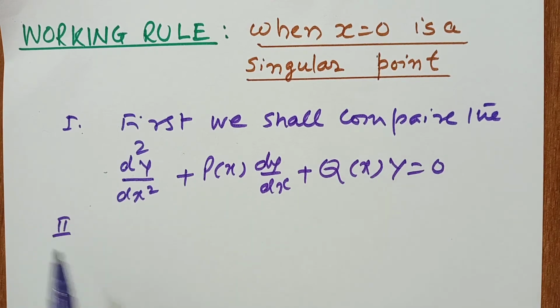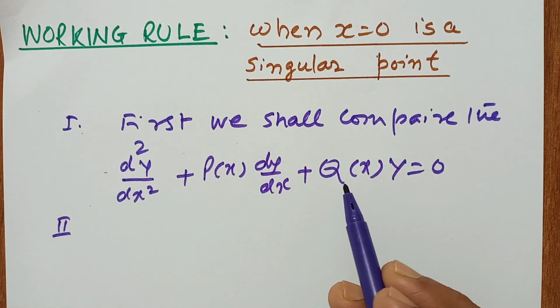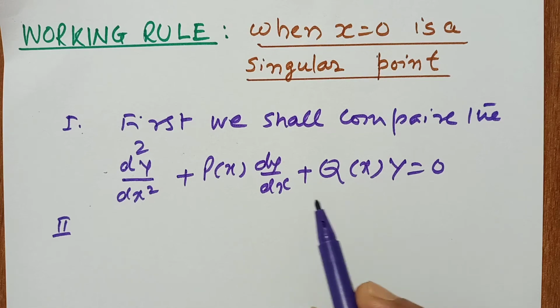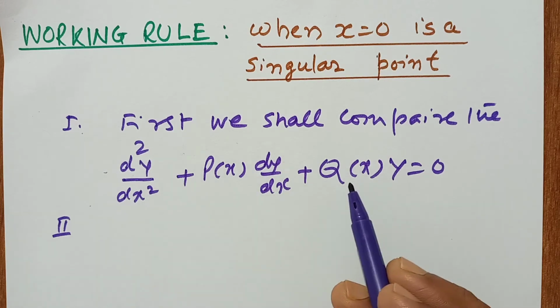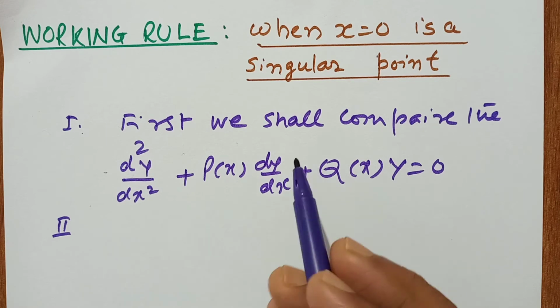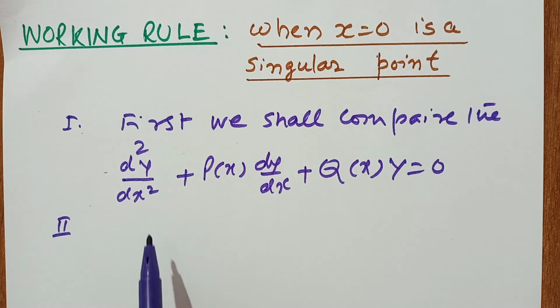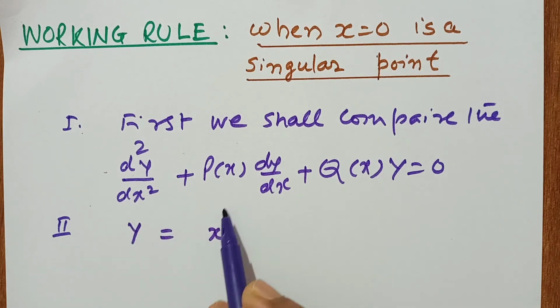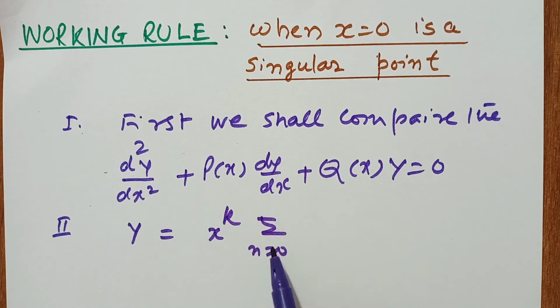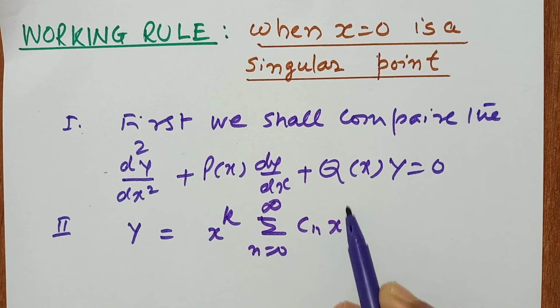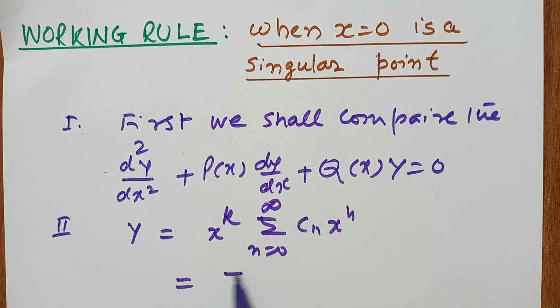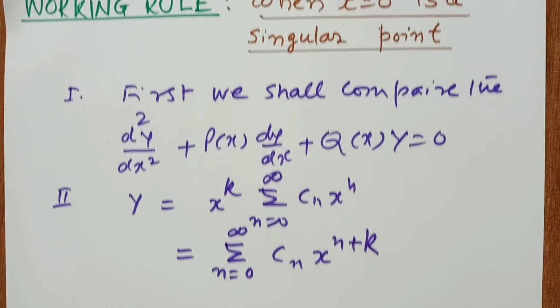Second step is that p and q are infinite when x is equal to 0. So we will check what is the value of p and q and confirm that x is equal to 0 is a singular point. Then taking solution of given differential equation means a series of the form y is equal to x to the power k sigma n is equal to 0 to infinity cn x^n. This is nothing but sigma n is equal to 0 to infinity cn x^(n plus k). So this is the second step.